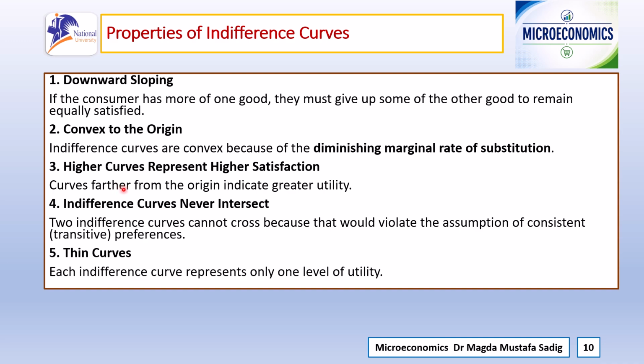The last, or finally, property is that indifference curves are thin curves. Each curve represents only one level of utility. If the curve had thickness, different levels of satisfaction would exist within the same curve, creating confusion.